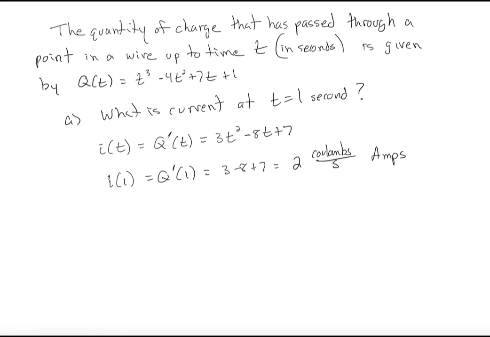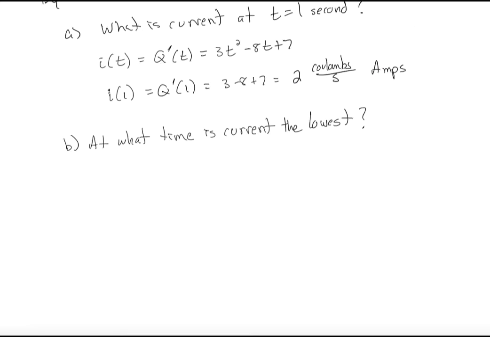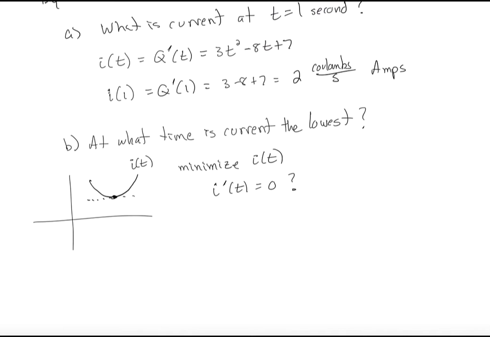All right, part B, let's say we want to find when the current is at its least. We want to find the time that the current is the lowest. If we think visually for a moment, when we're looking for the minimum of a function, we're looking for where the derivative is 0, right? We're looking for the slope of the tangent to be 0. What we want to do is minimize the current, which is I. So if this is the graph of I of t, we want to find its minimum. So we need to find where I prime equals 0, and that's going to give us possible maximum or minimum values.